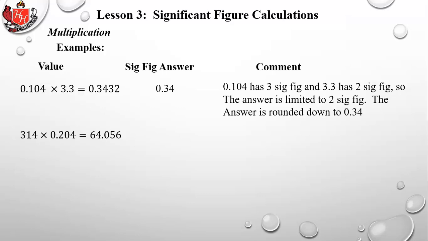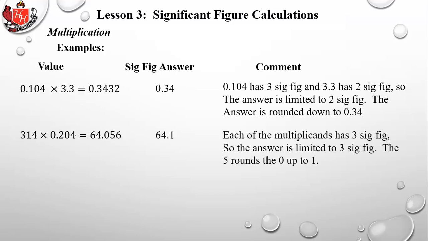How about this one? How many sig fig in each of the multiplicands? Okay, so what should the answer be? 64.1. Each of the multiplicands has 3 sig fig, so the answer is limited to 3 sig fig. The 5 rounds the 0 up to a 1.